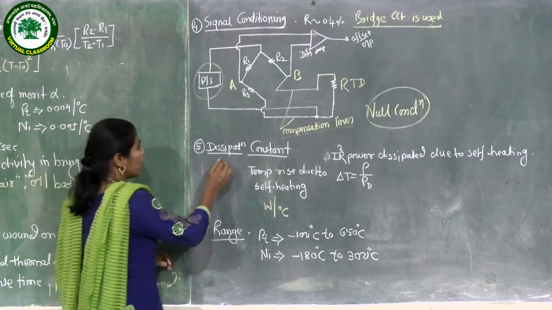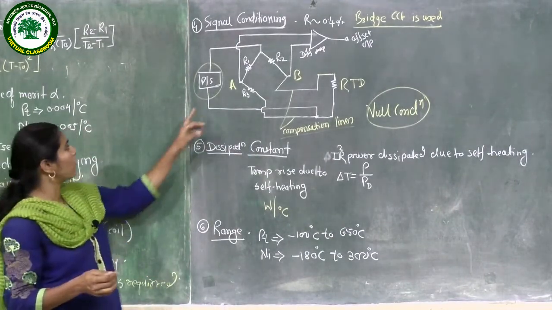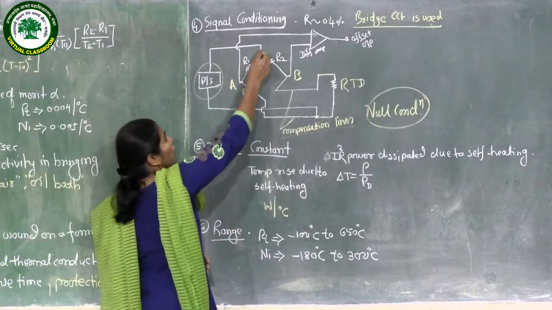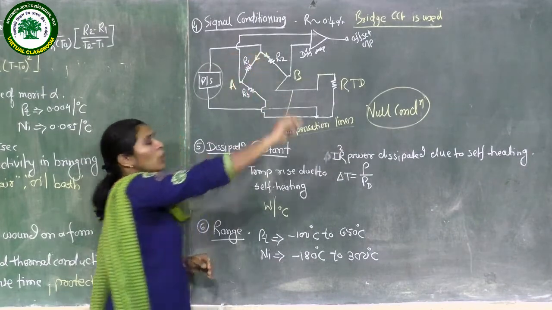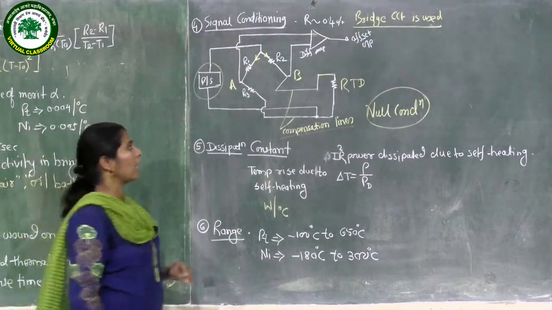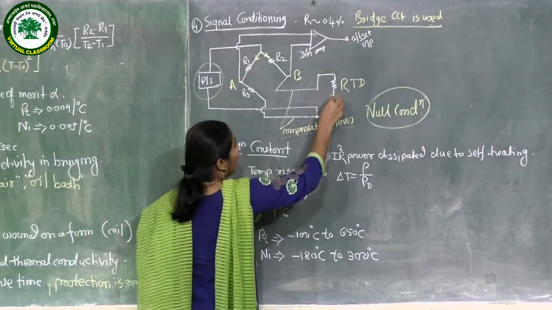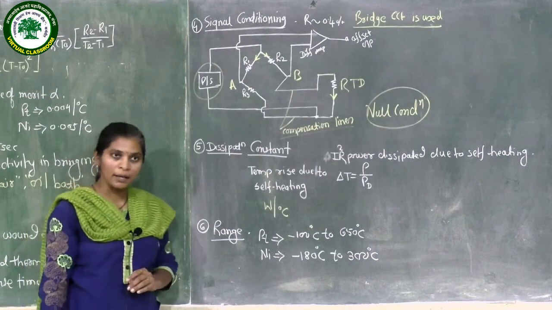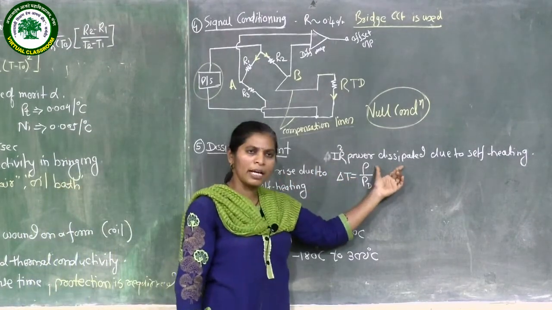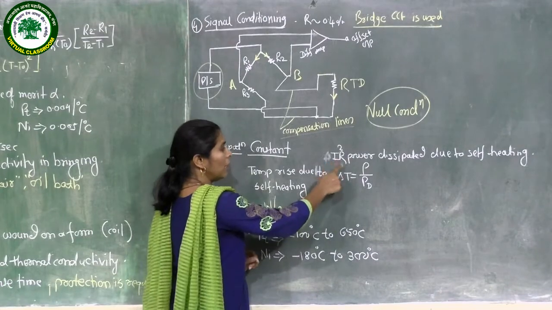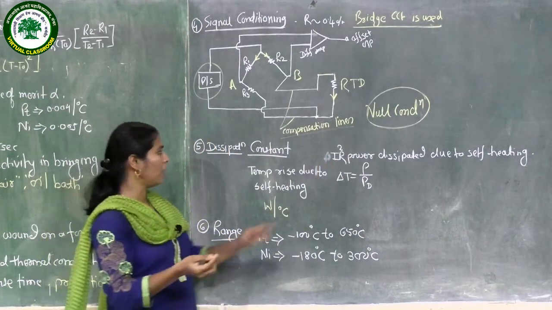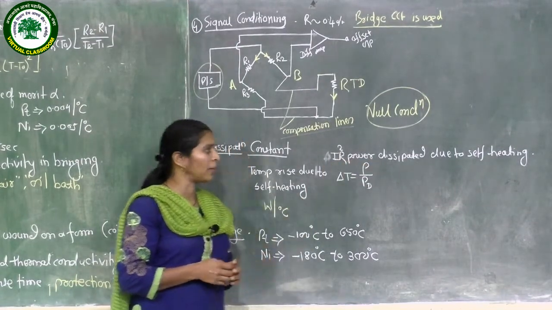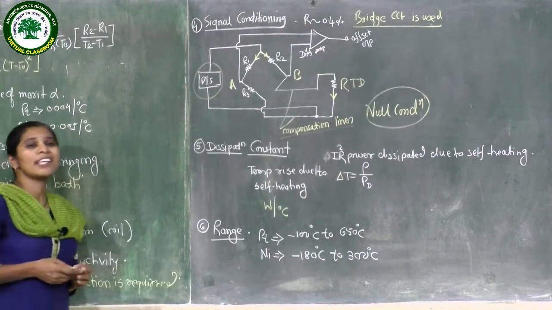And for the dissipation constant, as I told you, this power supply is required. Whenever there is a power supply, it means that current will flow through the particular resistances, as well as through our RTD, that is, the resistance temperature detector. When current is flowing, power will be dissipated there, and that power is given by I squared multiplied by R, where I is current and R is resistance. So I squared R amount of power is dissipated due to self-heating.